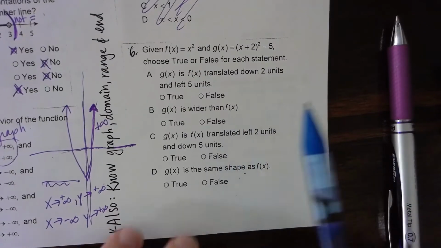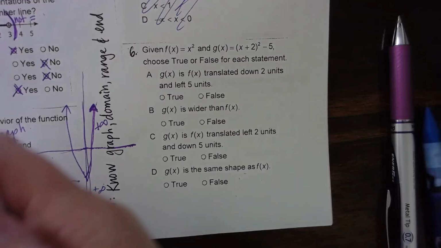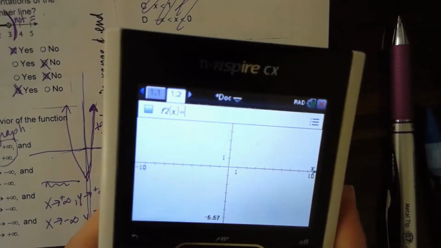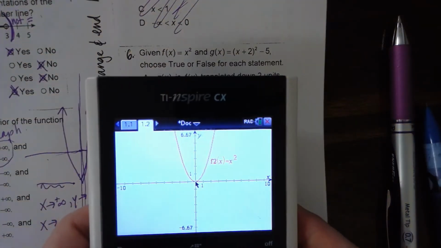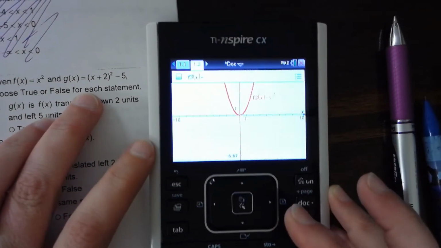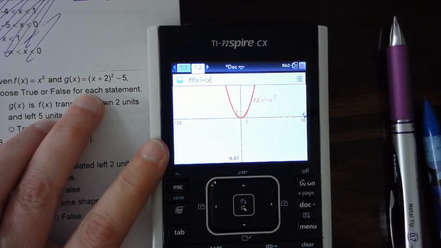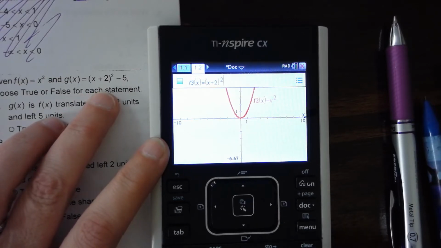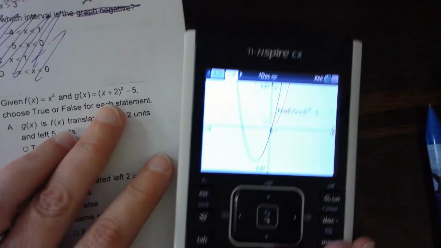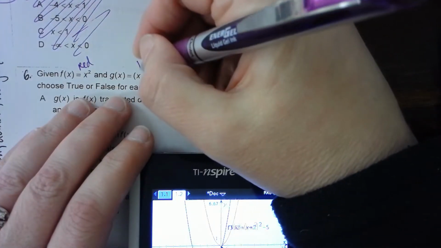Number 6 says given f of x is x squared, so I'm going to graph x squared as my original function. And then my new function, g of x, so I'm going to hit tab and get another graph, parenthesis x plus 2 squared minus 5. In my picture, this is the red and this one is black, and I'm comparing those.